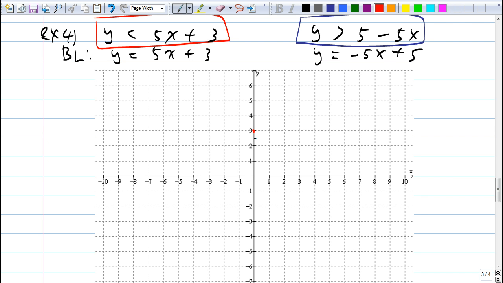Yeah, go up 5 and to the right one. 1, 2, 3, 4, 5 and to the right. It kind of goes out, but it's okay. Can I go down 5 and to the left one?